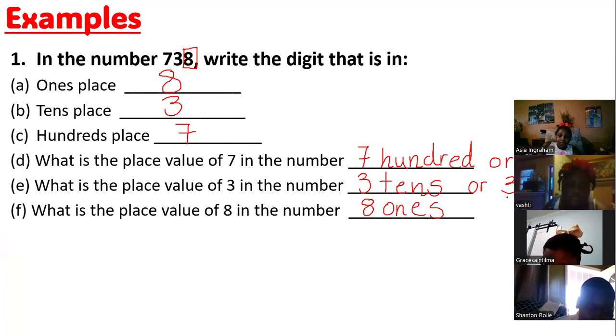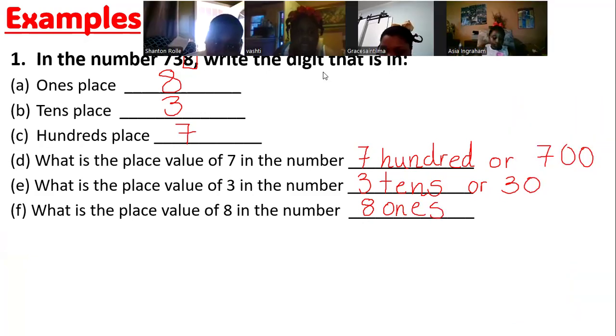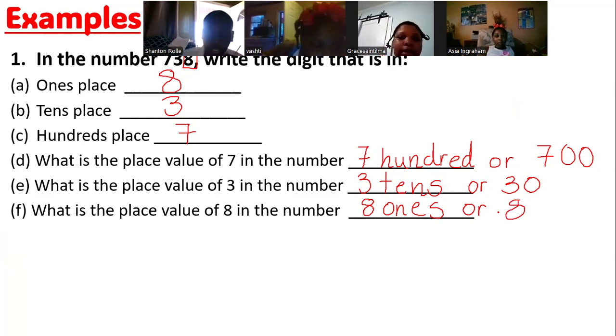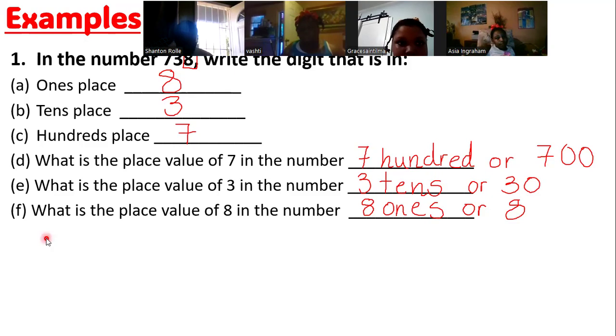Or 8. Or 800? No. Just 8, right? Yes, sir. So are we going to write the words, or are we going to write the number? The number. Okay. No problem. Both are correct. You could say 8 ones, or you can say 8.